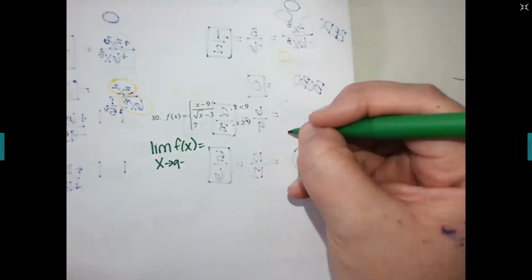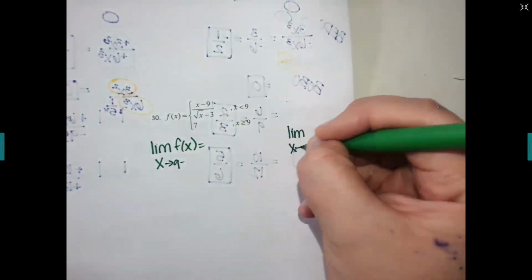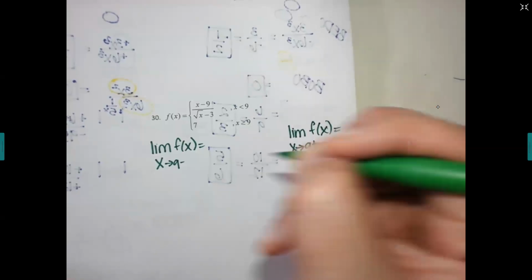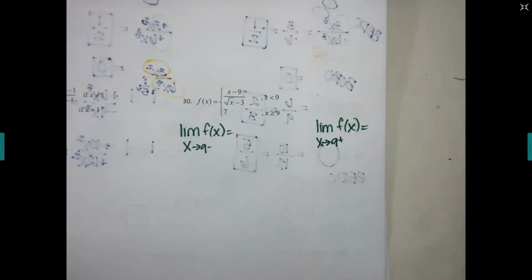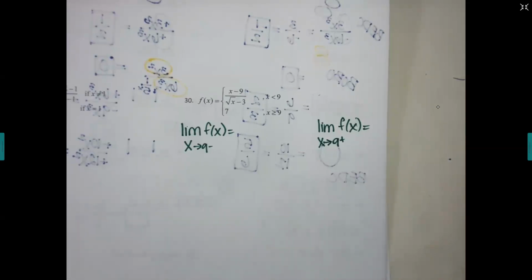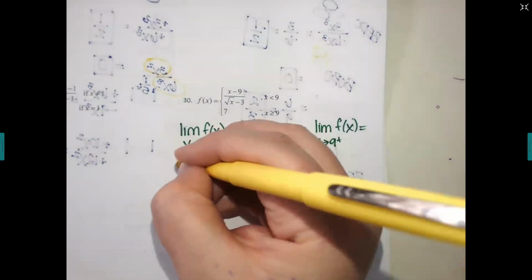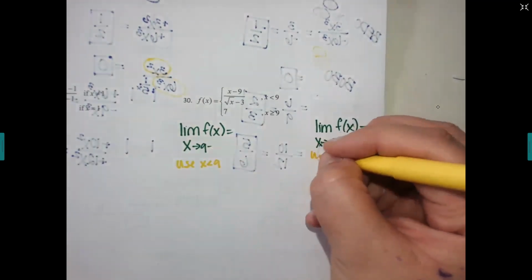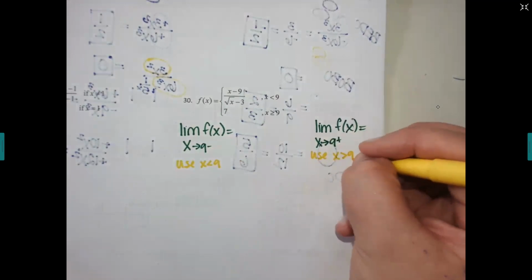And then I'm gonna do the limit as x approaches 9 from the right. Now, when I want x to approach from the left, I'm gonna use x's that are less than that number. And when I wanna approach it from the right, I'm gonna use x's that are greater than that. So I'm gonna write that on here. I'm gonna use x's less than 9 for the left side, and x's greater than 9 for the right side.